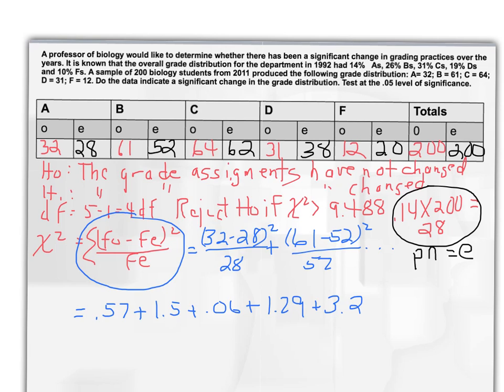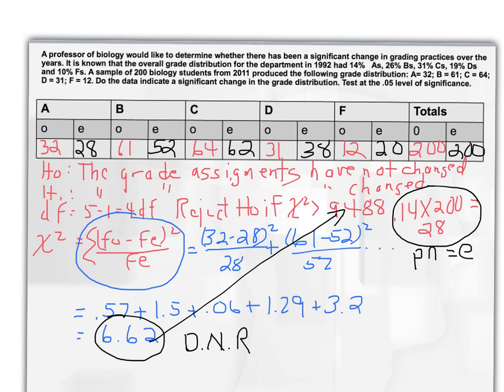And when you add up all of these discrepancies, you will get a chi-square value equal to 6.62. Now we don't get pluses or minuses because we're squaring numbers. So don't worry about it being a minus or a plus like we did with T or Z. They'll always be positive. But we have a chi-square value of 6.62. We said that we had to be greater than 9.488, so we cannot reject the null hypothesis.